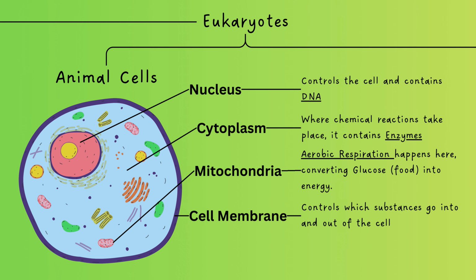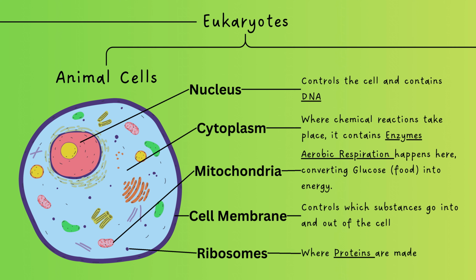There's also the cell membrane, which is the barrier you can see all around the outside. This gives the cell a little bit of structure, but more importantly, controls which substances go into and out of the cell. For example, oxygen, water, and sugars going in, and carbon dioxide and waste products coming back out.